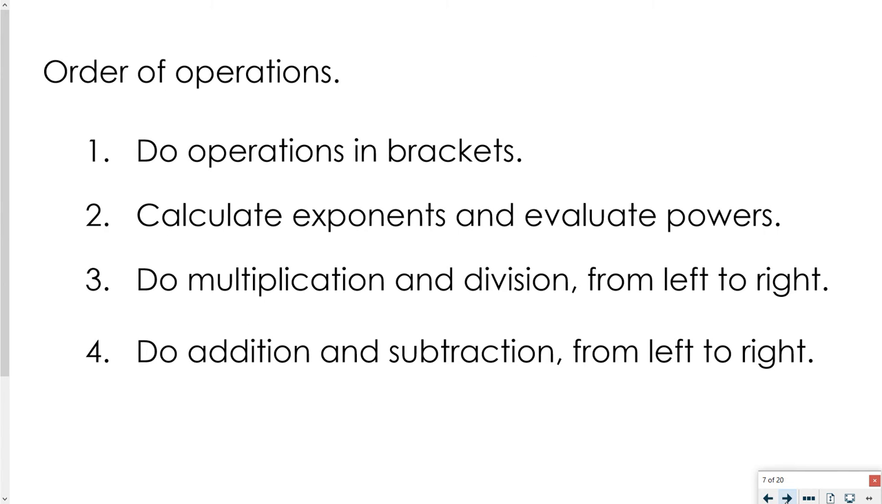So just a reminder, order of operations. You must do operations in brackets first. Then you must simplify exponents. Then you do multiplication and division. And always, the last thing you do is addition and subtraction, unless it's in a bracket.